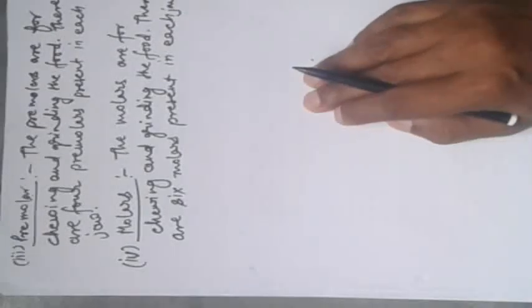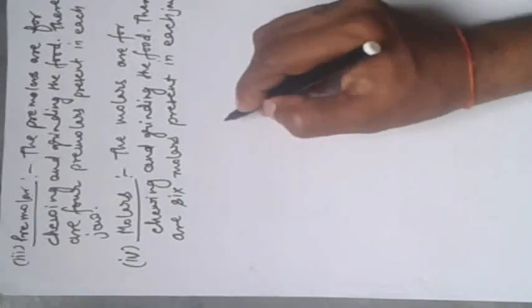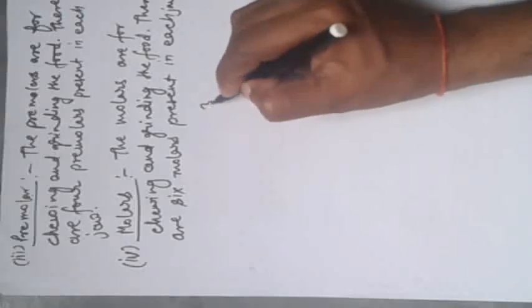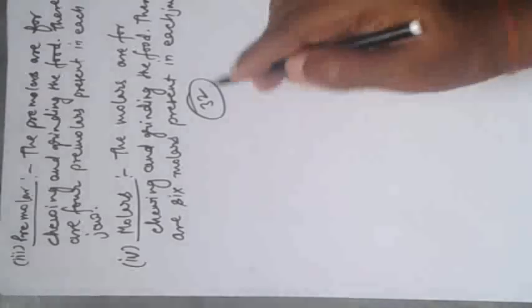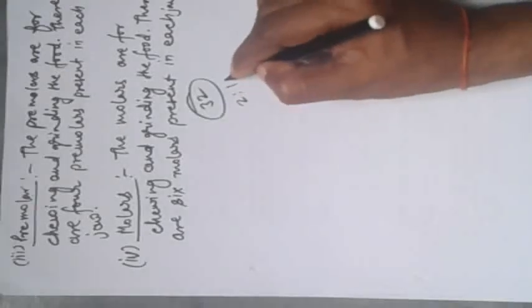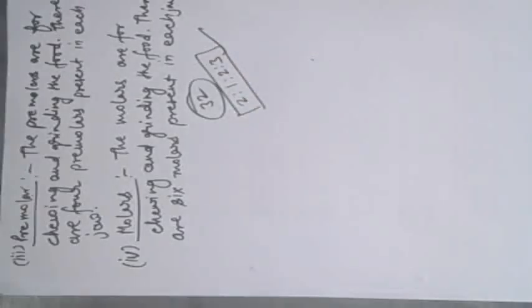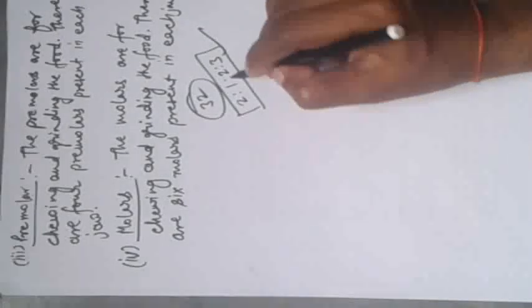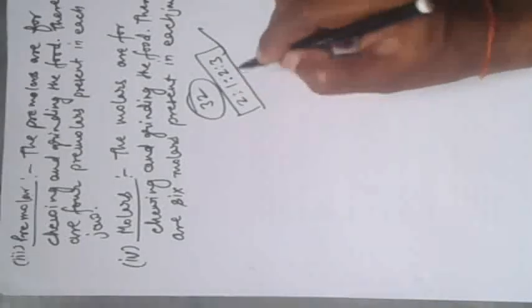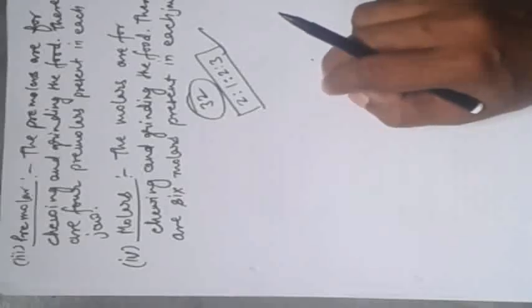So how many teeth are present in an adult person's mouth? There are 32 teeth present in an adult person's mouth. Okay, their ratio is 2:1 and 2:3. This is important. Remember the different varieties of teeth available in our mouth.